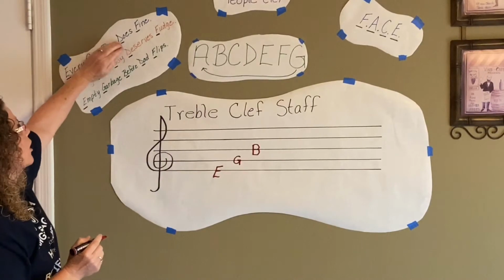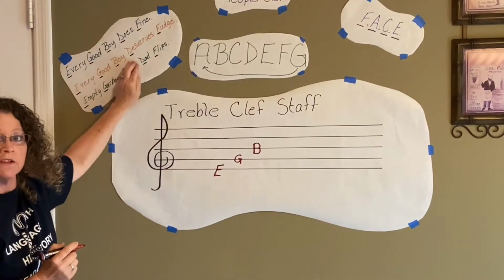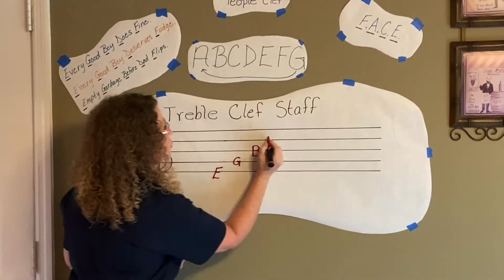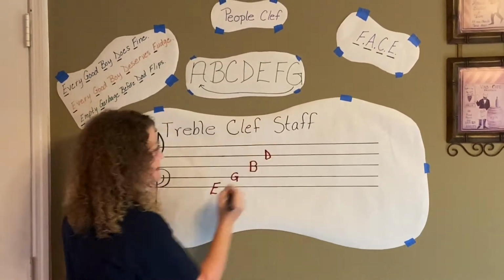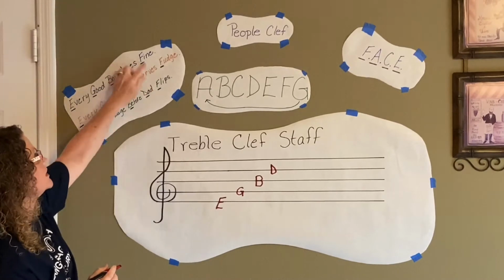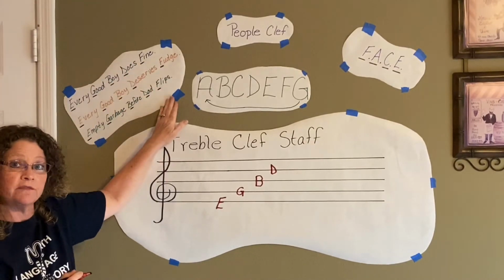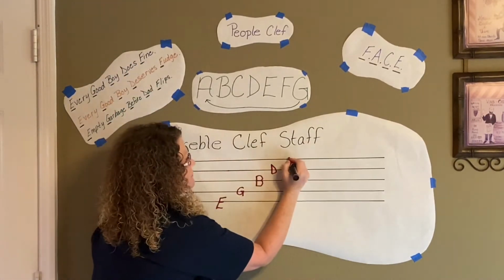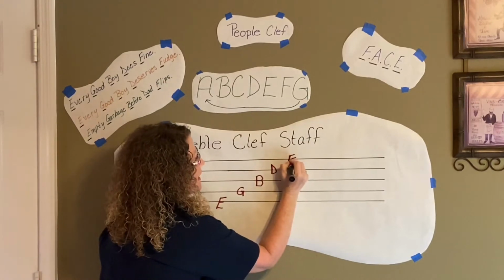The fourth word, all of the fourth words start with the letter D. Line 4 is D. And finally, the 5th word of each of these sentences begins with F. And that is because line 5 is F.